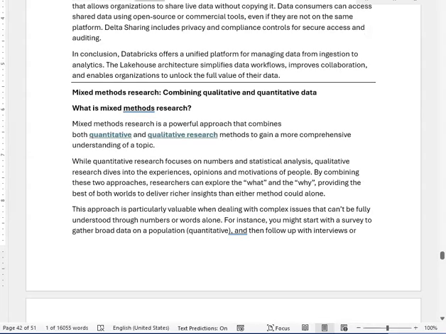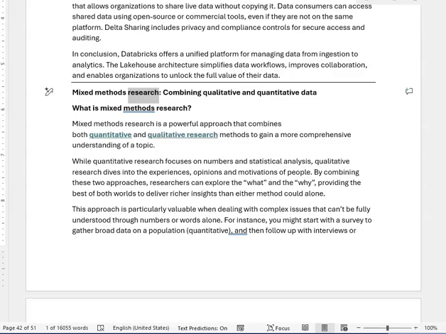Finally, Databricks supports secure data sharing through Delta Sharing, an open protocol that allows organizations to share live data without copying it. Data consumers can access shared data using open source or commercial tools, even if they are not on the same platform. Delta Sharing includes privacy and compliance controls for secure access and auditing. In conclusion, Databricks offers a unified platform for managing data from ingestion to analytics. The Lakehouse architecture simplifies data workflows, improves collaboration, and enables organizations to unlock the full value of their data.